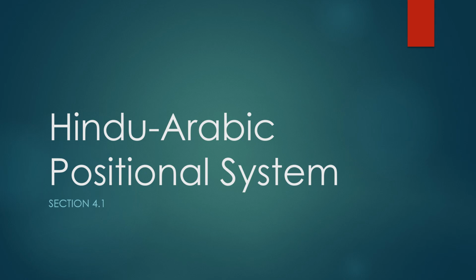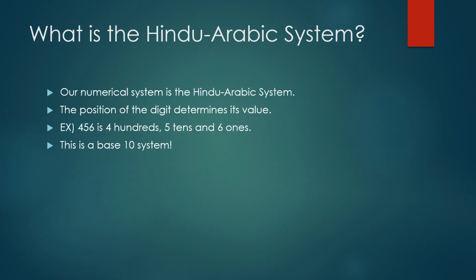In this video, we're going to talk about the Hindu-Arabic positional system, which is section 4.1 of your textbook. What is the Hindu-Arabic system? This is the numerical system that we use every day. The numbers 1, 2, 3, 4, 5 are all Hindu-Arabic symbols. The position of the digit determines its value. So if it's in the ones place, it's a ones value. If it's in the tens place, it's a tens value.